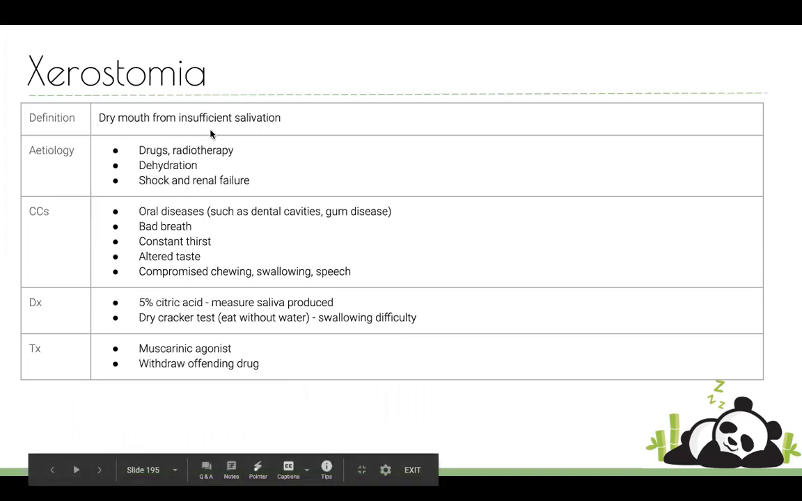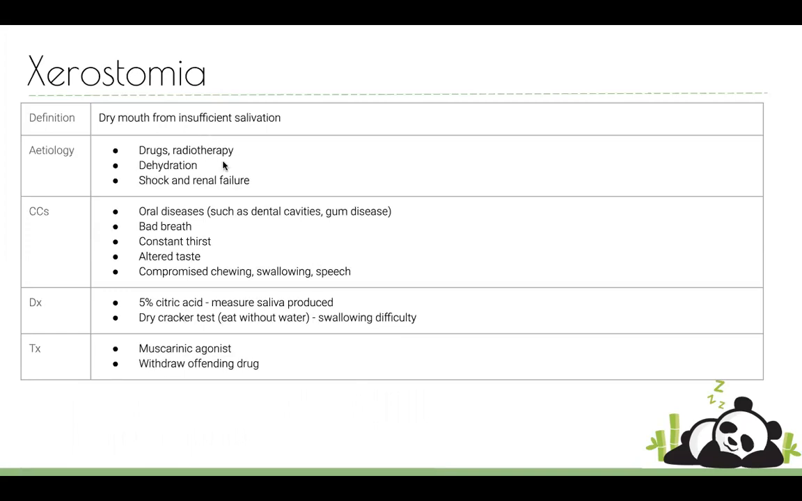Xerostomia is dry mouth, usually from insufficient salivation, and this can be caused by dehydration, shock, drugs, things like that. I think the main takeaway could be the diagnosis. So you can essentially give them 5% citric acid, which apparently tastes horrendous, and then measure the saliva produced. Or you can do a dry cracker test where you get them to eat a dry cracker and they find a lot of difficulty swallowing. And you can treat that with a muscarinic agonist, so something that enhances the PNS because of rest and digest, and hence give you more salivation from your salivary glands.